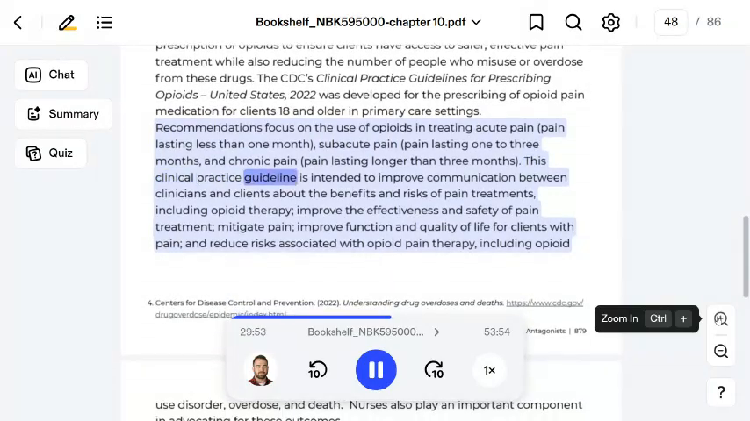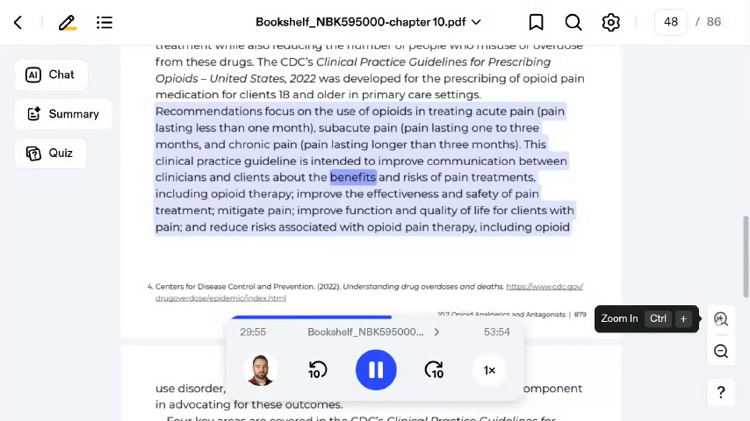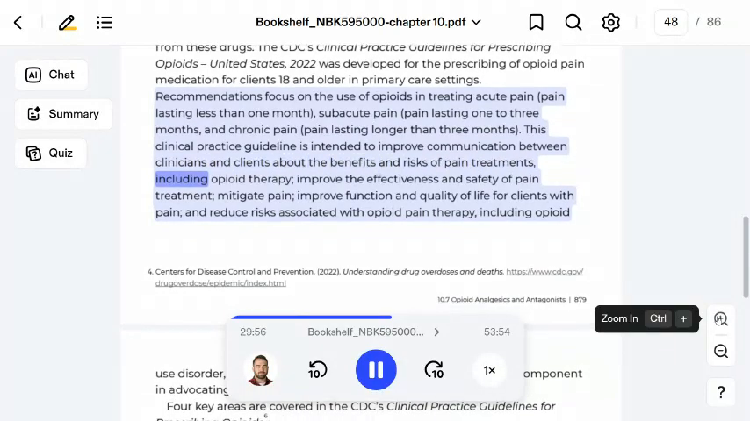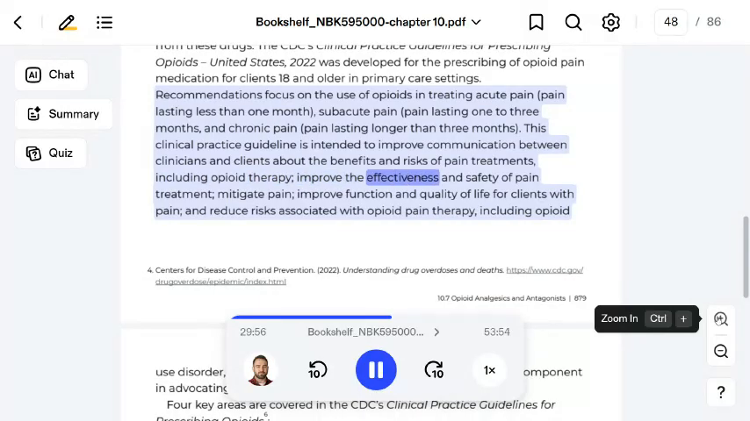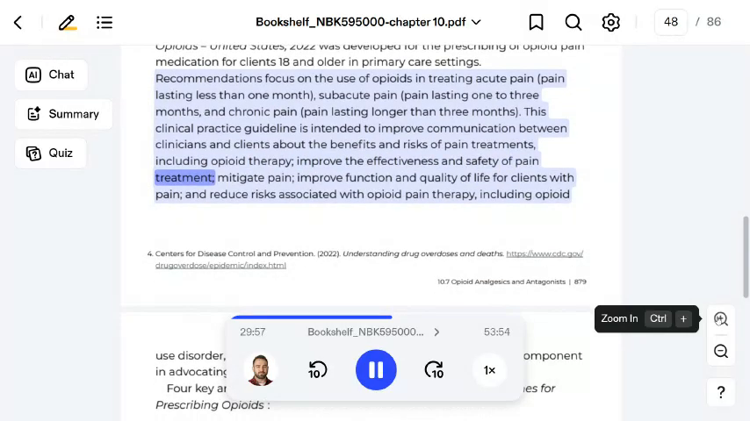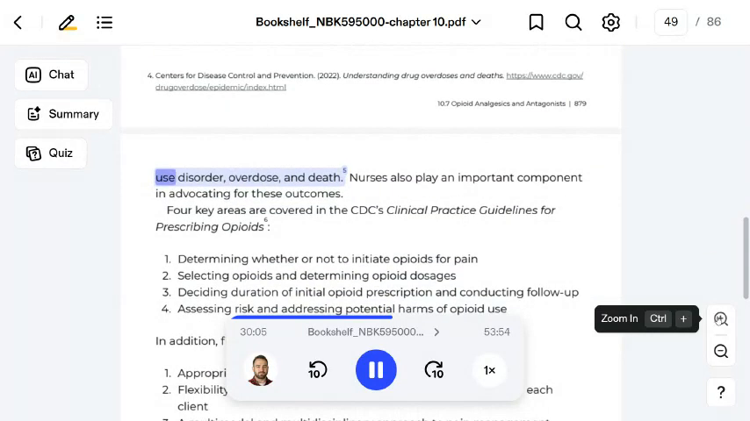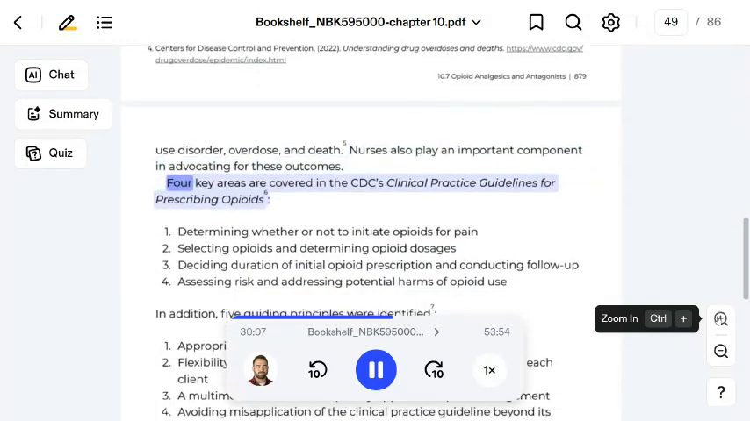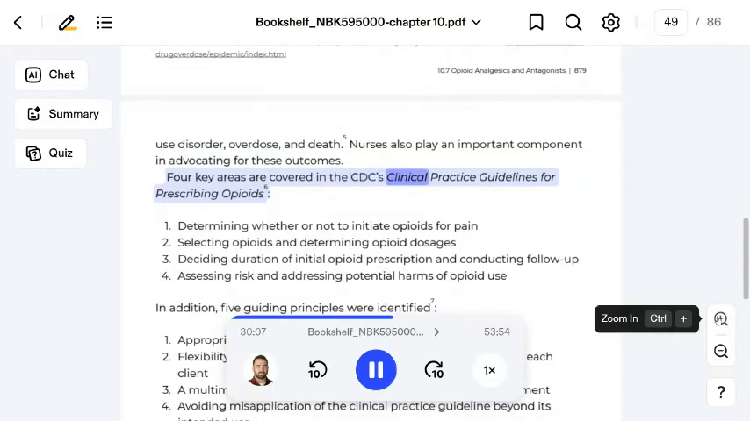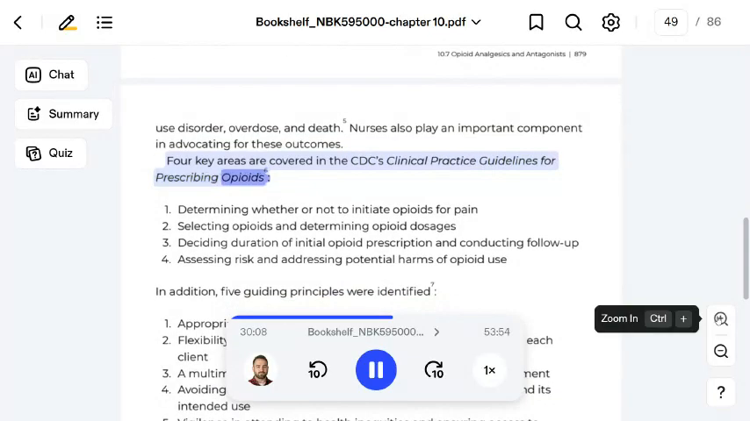This clinical practice guideline is intended to improve communication between clinicians and clients about the benefits and risks of pain treatments, including opioid therapy, improve the effectiveness and safety of pain treatment, mitigate pain, improve function and quality of life for clients with pain, and reduce risks associated with opioid pain therapy, including opioid use disorder, overdose, and death. Nurses also play an important component in advocating for these outcomes. Four key areas are covered in the CDC's Clinical Practice Guidelines for prescribing opioids.